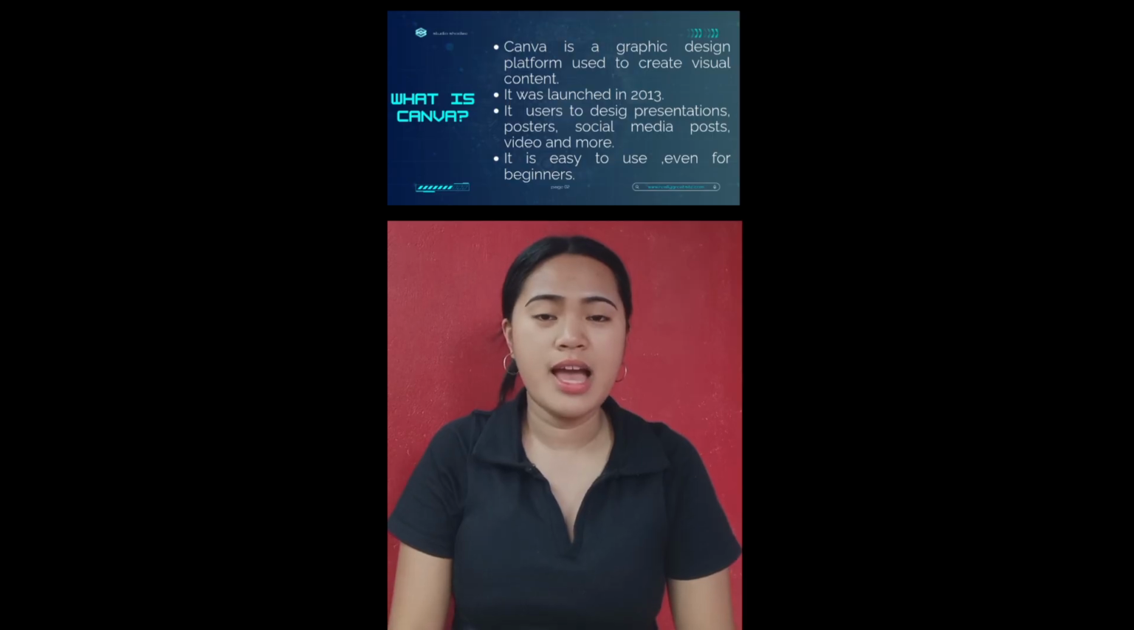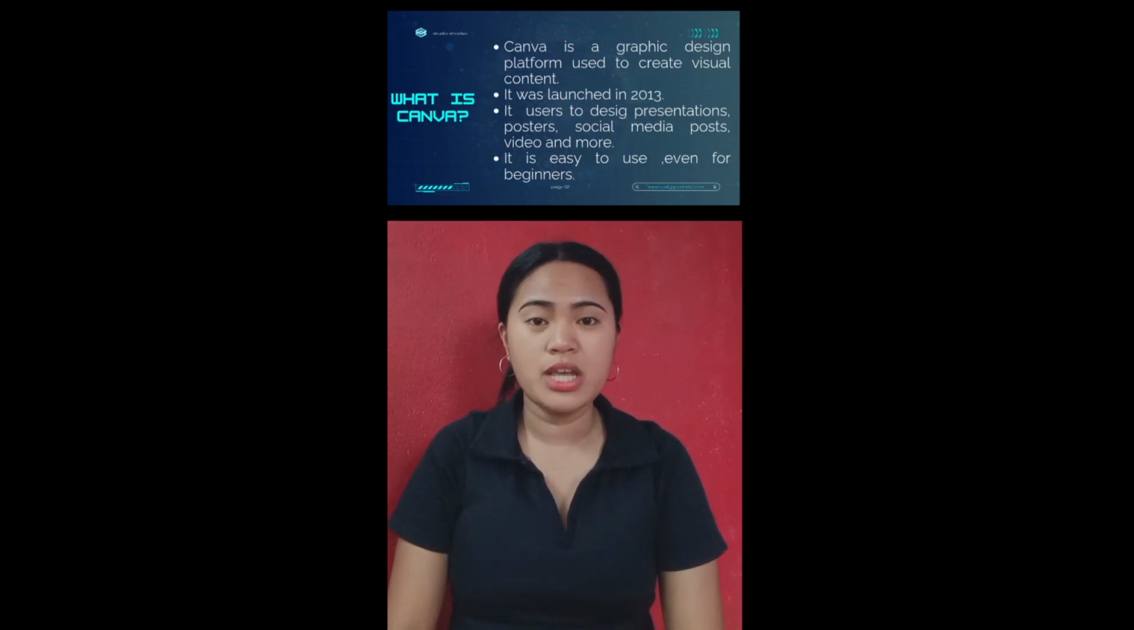What is Canva? Canva is an online graphic design platform that allows users to create attractive and professional looking visual content. It was launched in 2013 with the goal of making graphic design simple and accessible to everyone, even for people with no design experience. Unlike traditional graphic design software, Canva uses a drag and drop interface, making it easy to add and arrange text, images, icons, and elements.